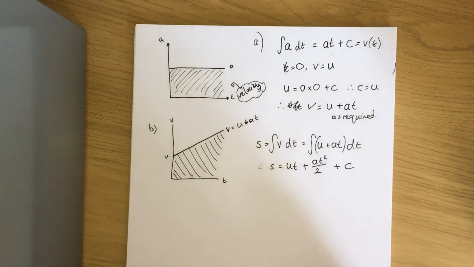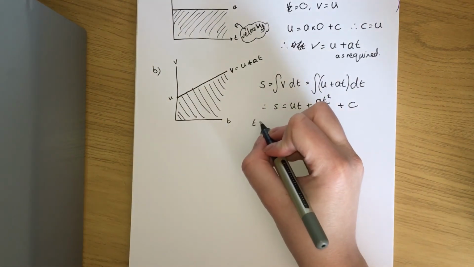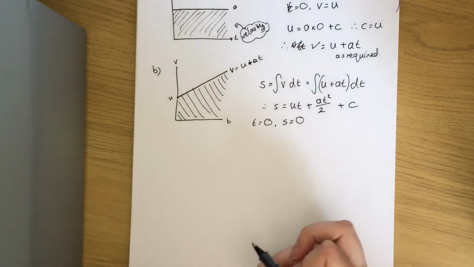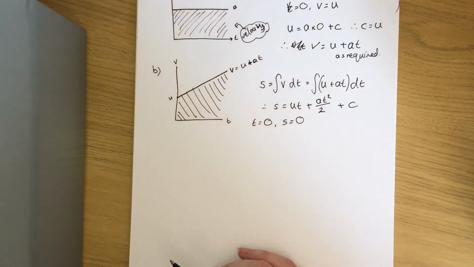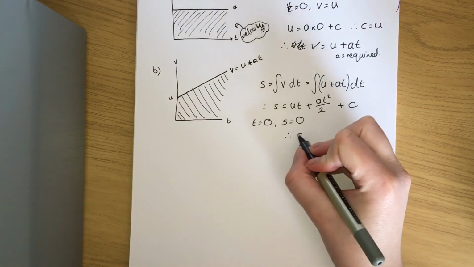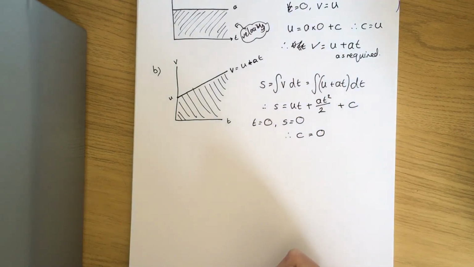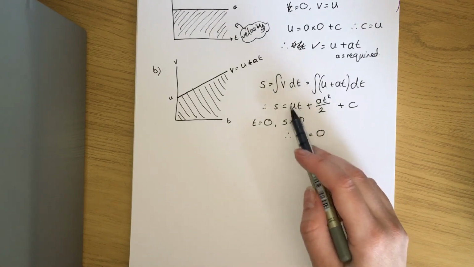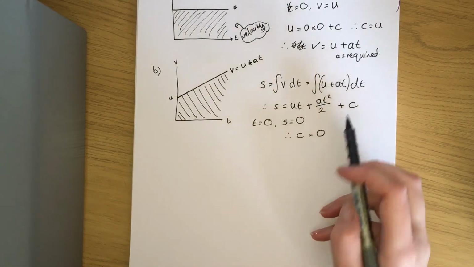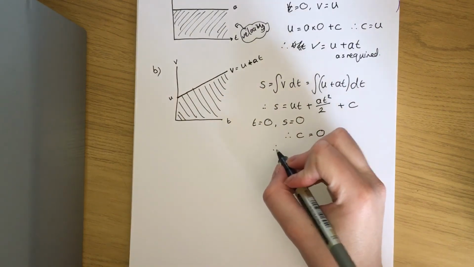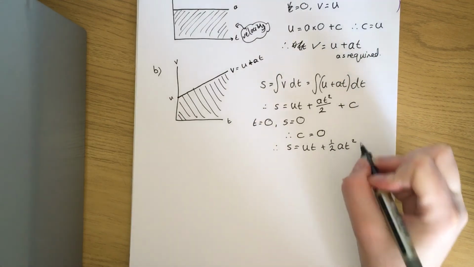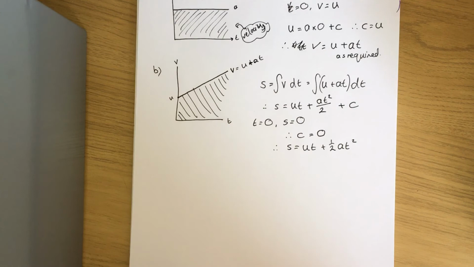Now I know that the initial displacement is 0. So when t is 0, s is equal to 0. So therefore the plus c must be equal to 0, because this would be 0, this would be multiplied by 0, and this would be multiplied by 0. So therefore the equation for displacement is ut plus half at squared. And it is as simple as that.